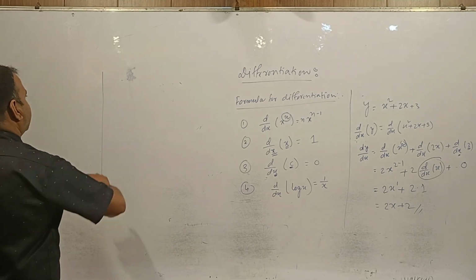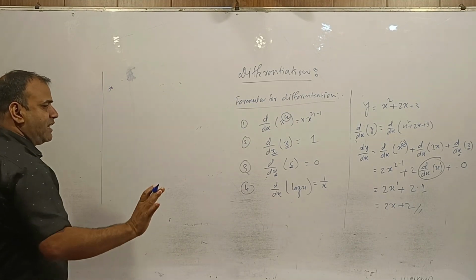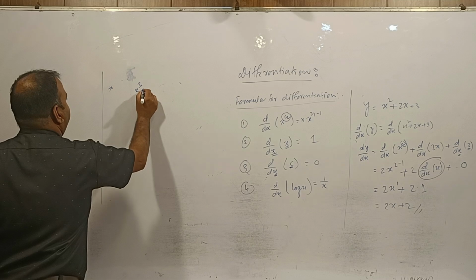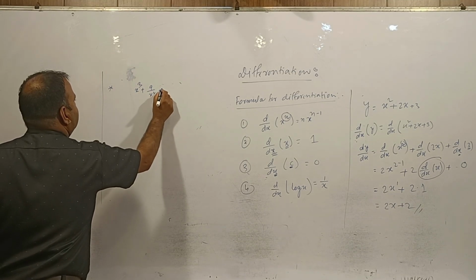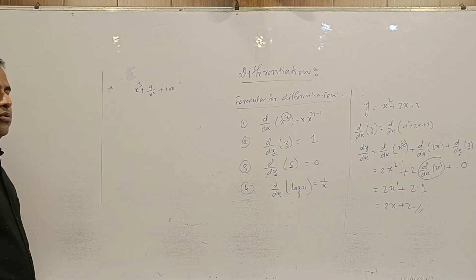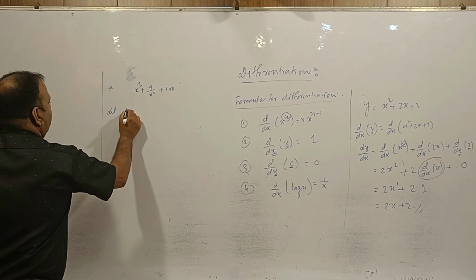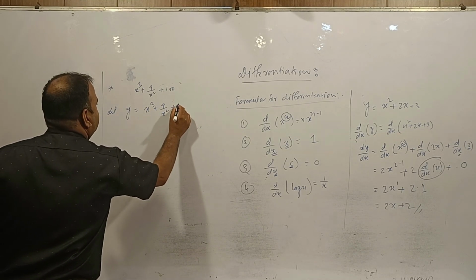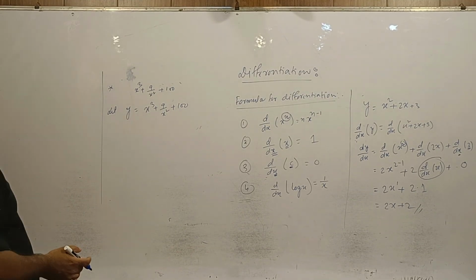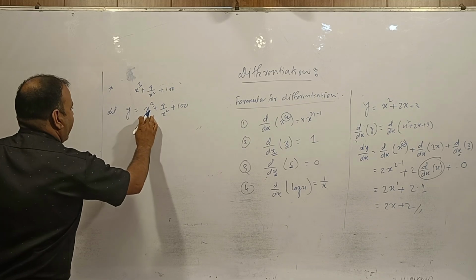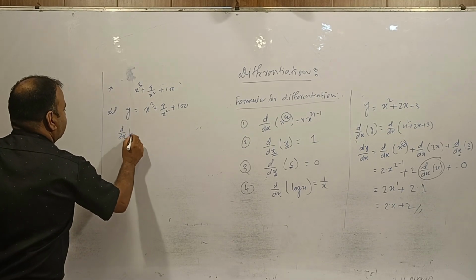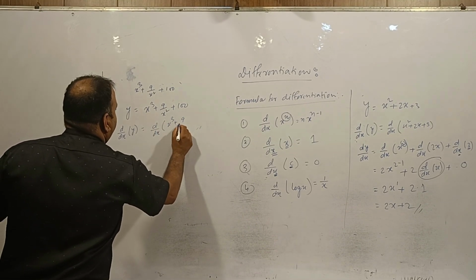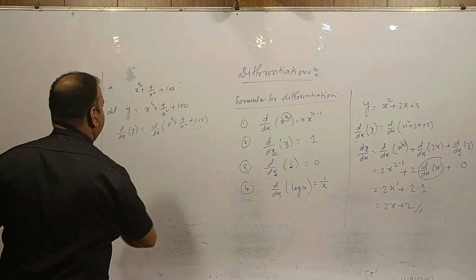Suppose nothing else is given, only you have been given: differentiate x cube plus 9 by x square plus 100. So what will you do? You just take, let y is equal to x cube plus 9 by x square plus 100. In this case, you remember, on the right side it is given x, so you can use d dx. So y is equal to, on the right side, d dx of x cube plus 9 by x square plus 100.